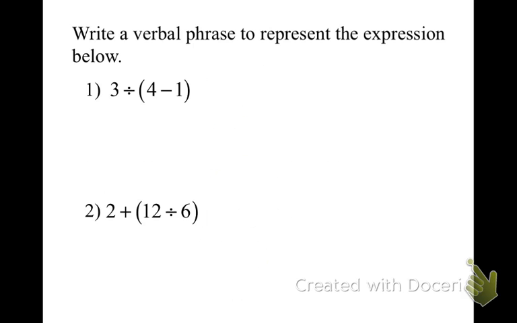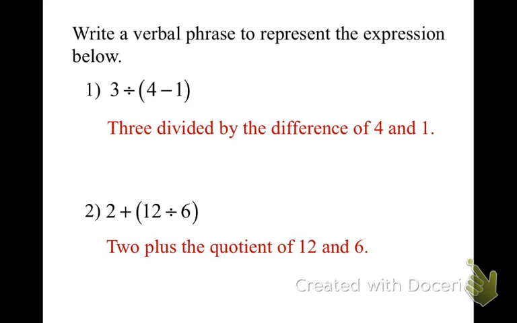And you get, check your work, 2 plus the quotient of 12 and 6. So remember, the ones that are going to go into the parentheses, that's going to either be a sum, a difference, a quotient, or a product. Product you don't really need to, but you can put it in there too.